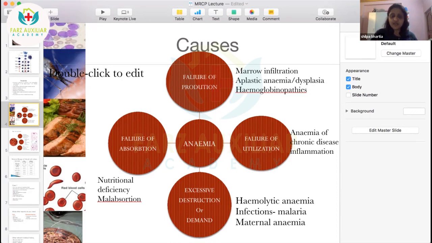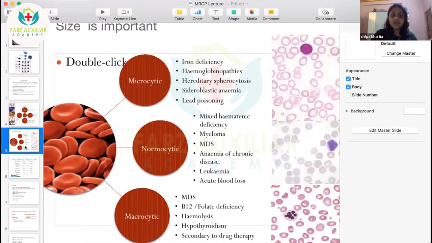This is one way of looking at anemia, causes of anemia. The other way which we do practically, and which will be more useful for you both in clinical practice and in multiple choice questions, is breaking it as per the size of the red blood cell.